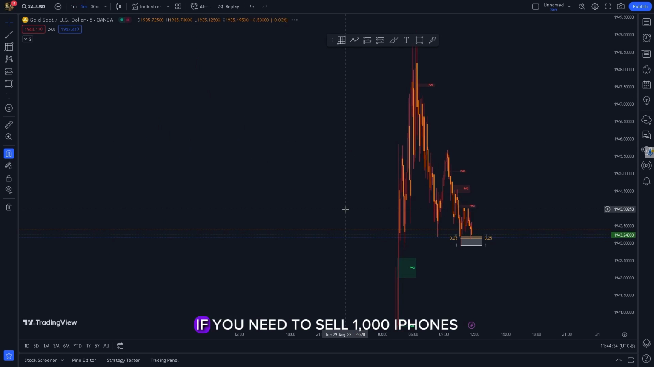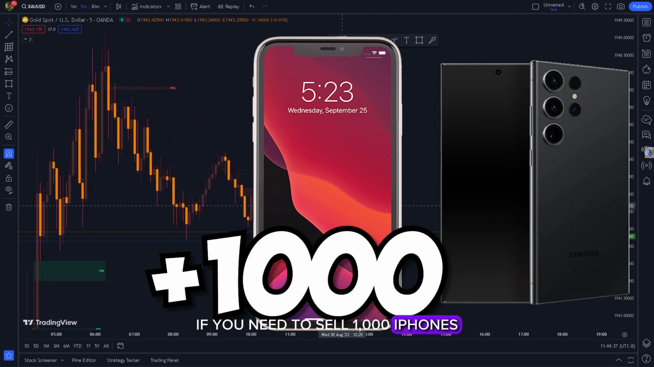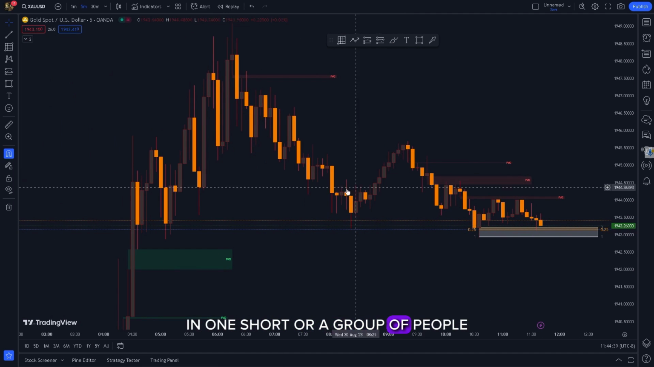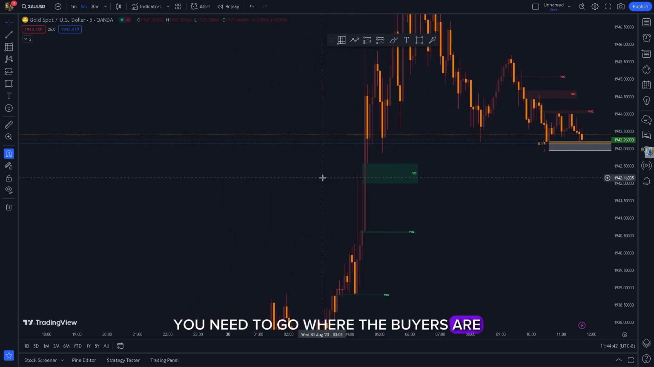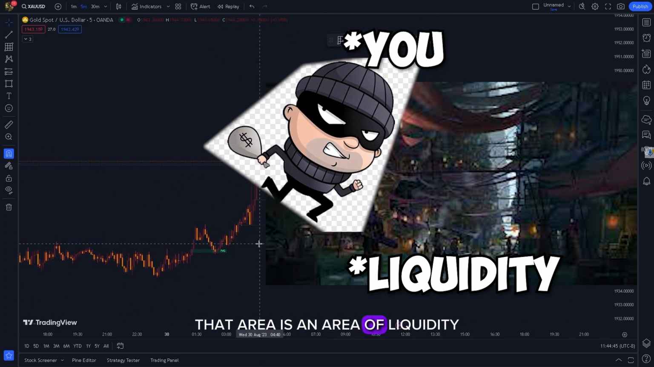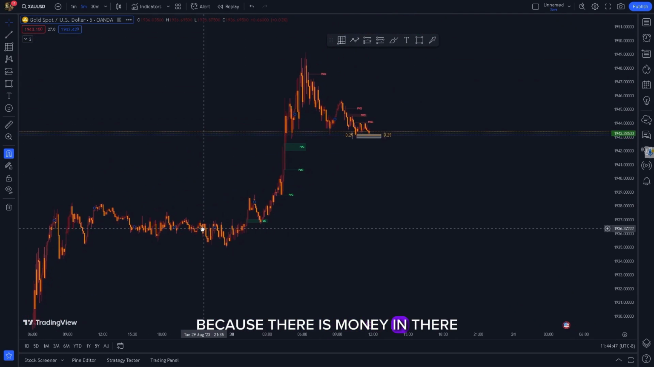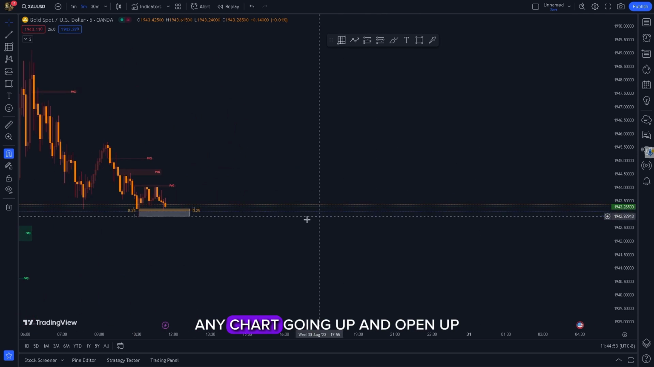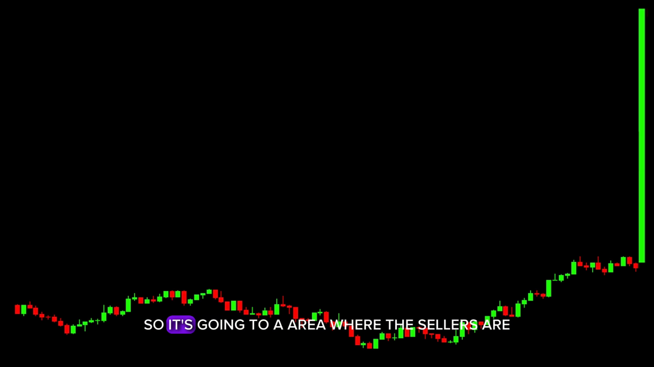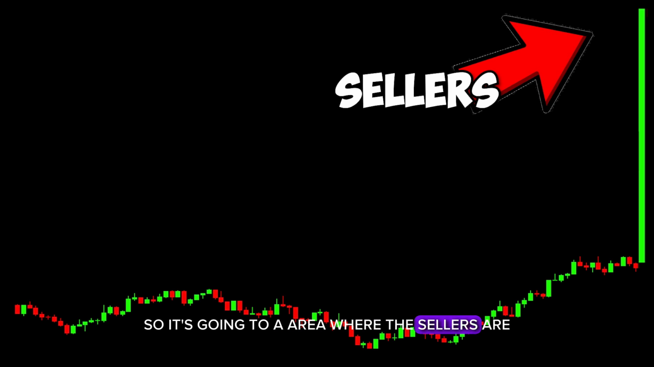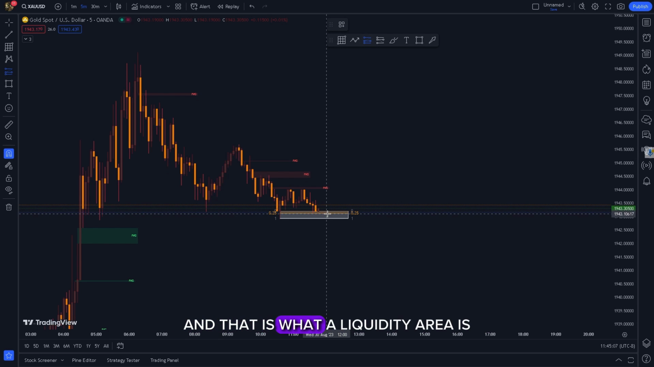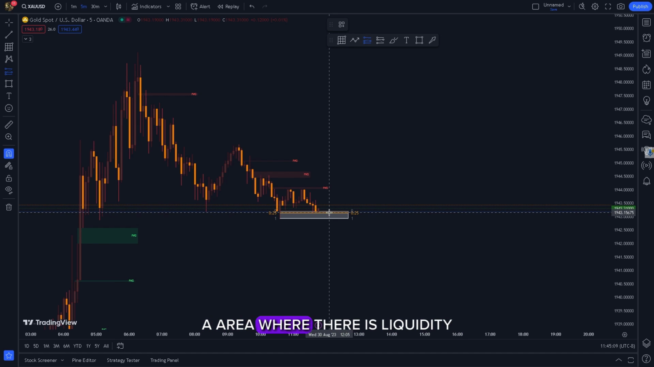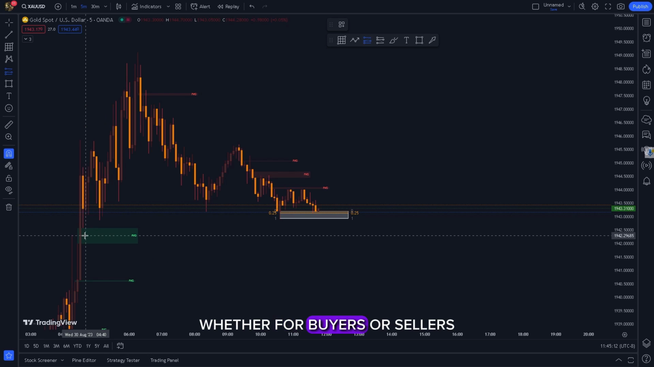So you are a seller. If you need to sell 1,000 iPhones in one shot, you need to go where the buyers are. You going to that area is an area of liquidity because there is money in there, so you can exchange your product for the money. If you see a chart going up and up, it's going to an area where the sellers are. When it gets there and the sellers sell their units, the market just keeps coming down. That is what a liquidity area is, an area where there is liquidity, whether for buyers or sellers.